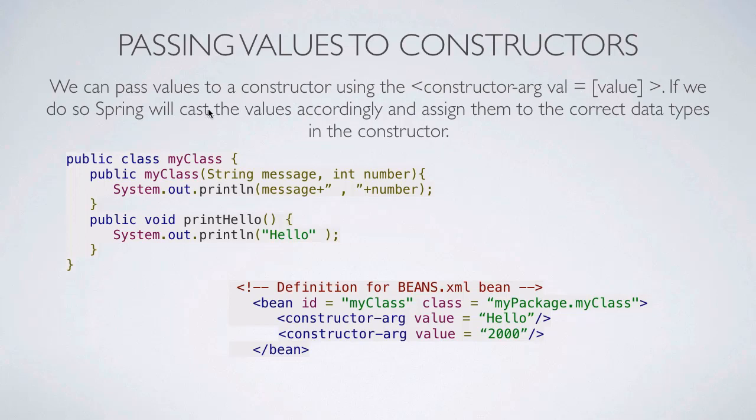If we do so, Spring will cast the values accordingly and assign them to the correct data types in the constructor. So you'll see in this case how we pass in hello and 2000, and it automatically understands that hello is a string and assigns it to message, and 2000 is an integer and assigns it to number. So as a result, we'll get hello in message and then 2000 in number. So let's prove this to you. If you don't believe me, I'll prove it to you. I'll run Spring right now, and we'll take a look at exactly how it works.